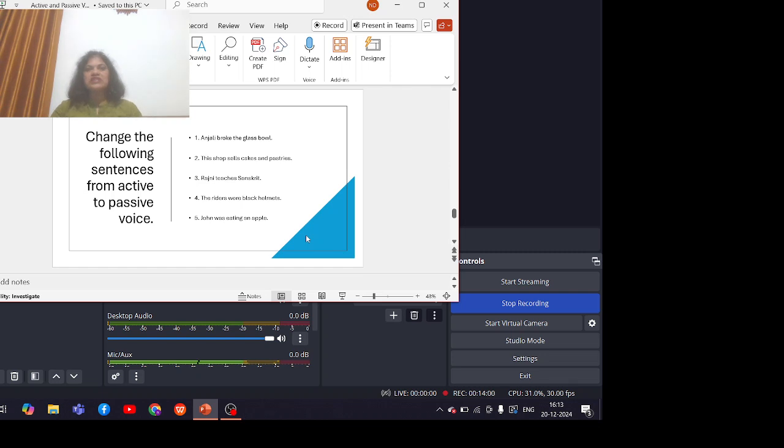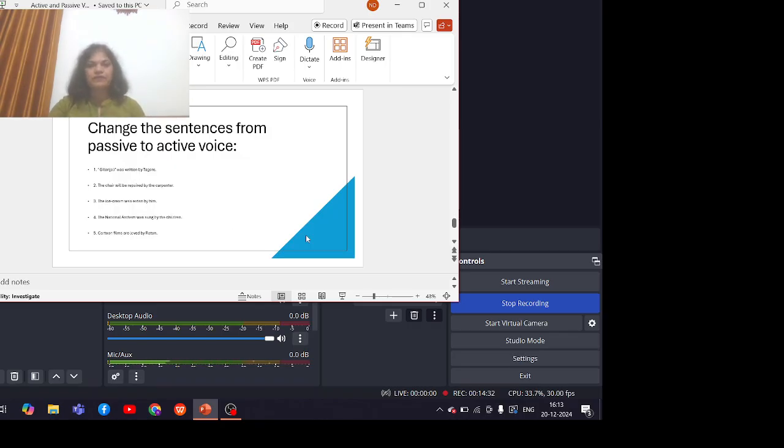Now John was eating an apple. When you change the sentence, you will say that an apple was being eaten by John. This will be in passive voice. Now just take care of these things, whether the tense of the sentence is present indefinite or past tense or past continuous, present perfect, all these things you have to keep in mind before changing the sentence from active to passive voice.